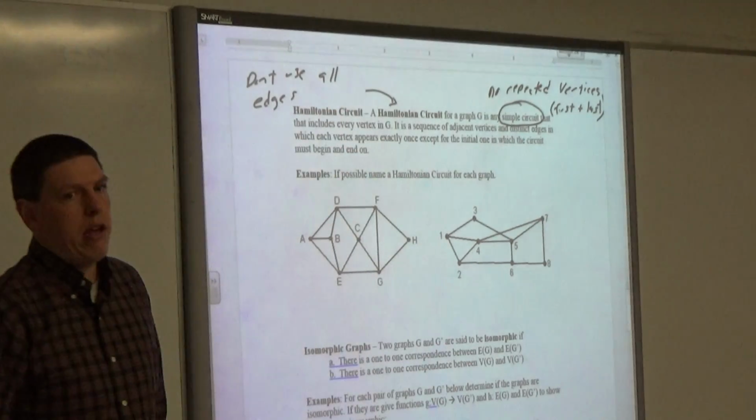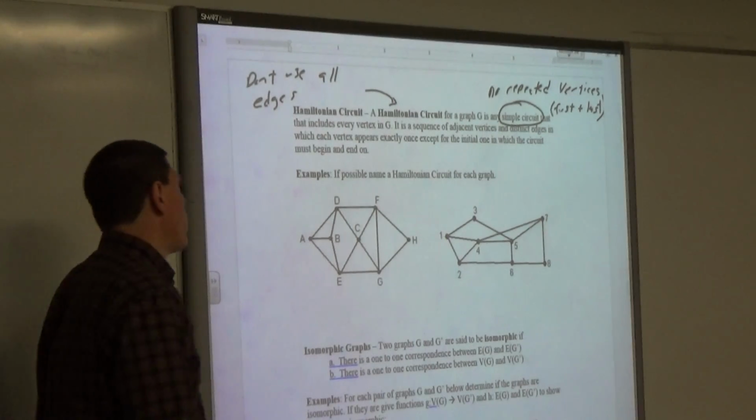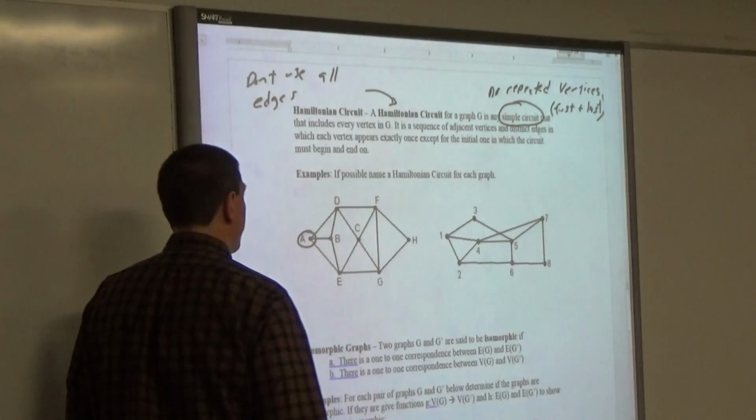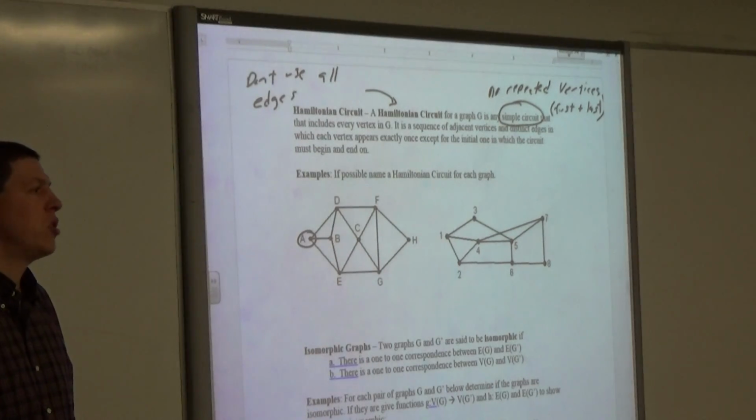Especially for the first one, that's really easy. Let's just say for some reason I started on A. I think everybody can find a Hamiltonian circuit from A. So somebody just list out a Hamiltonian circuit if I started on A, please. Just go ahead and trace it.